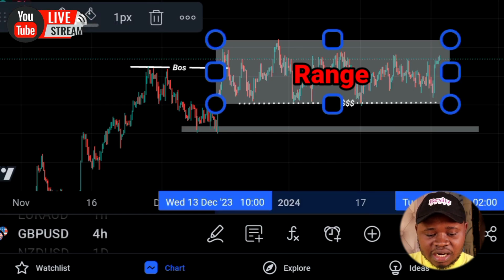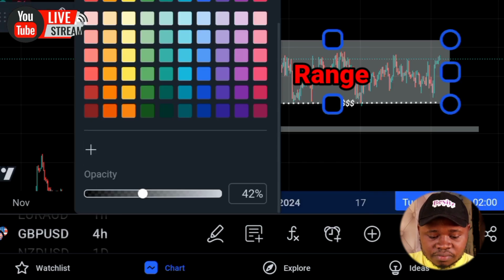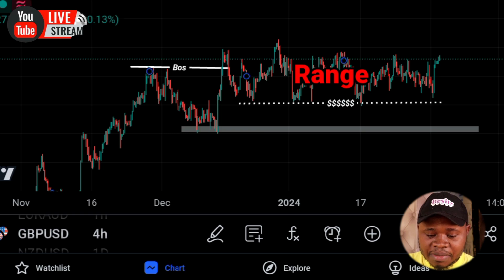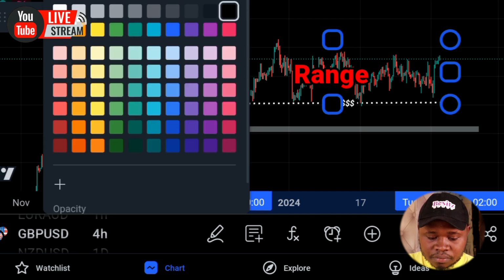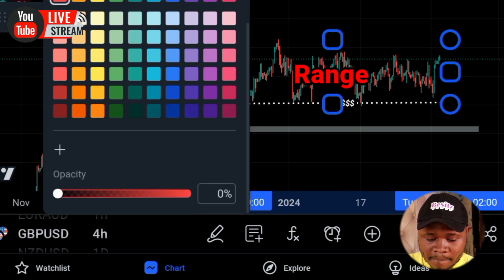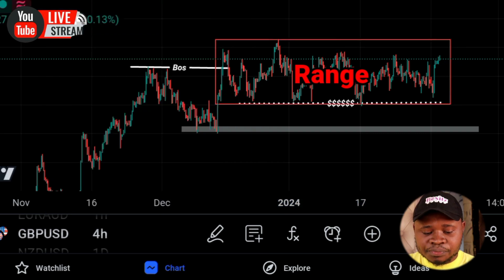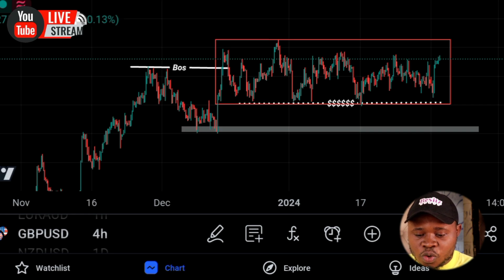Let me make it clearer. Good. Now this is the range I'm talking about. You can see this range very clear. So we don't know what the market will do next. We don't know if it is going to buy or if it's going to sell.